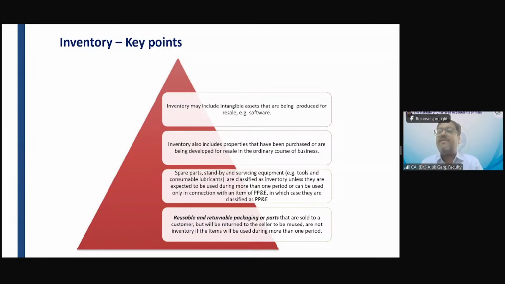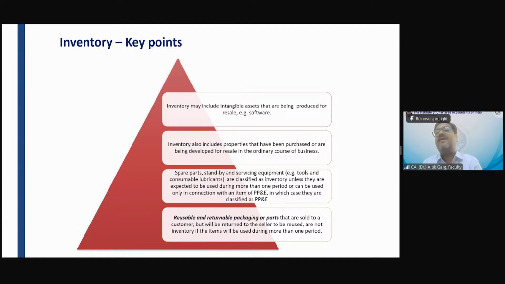So items which are reusable and returnable are not classified as inventory, but something which is not reusable and returnable has to be classified as inventory. For example, primary packaging material. You must have seen Amul full cream milk. The primary packaging material, which is the plastic in which that milk is stored, is considered as inventory.